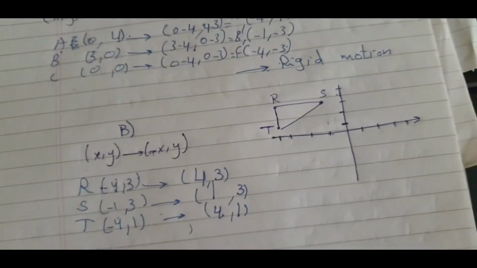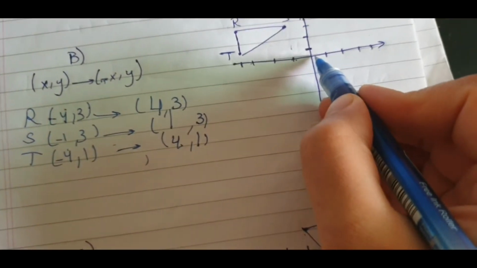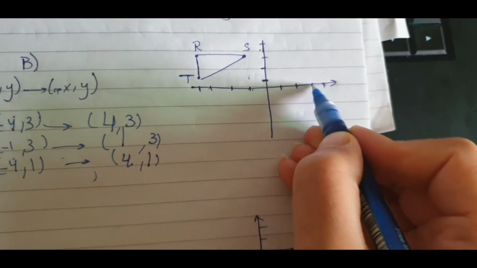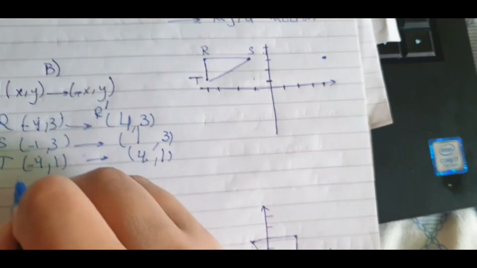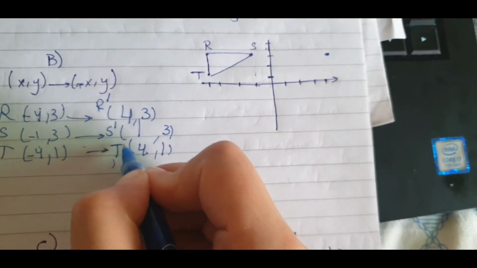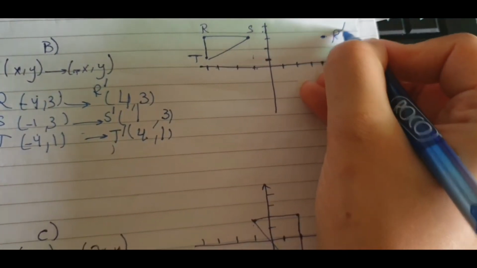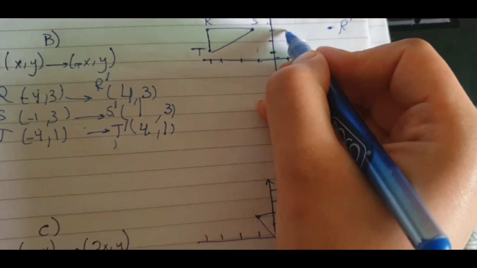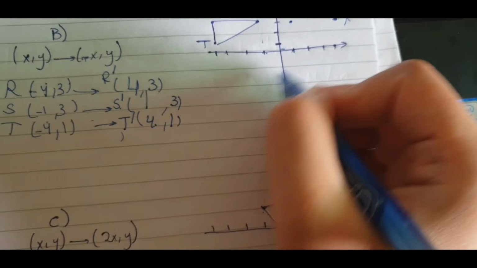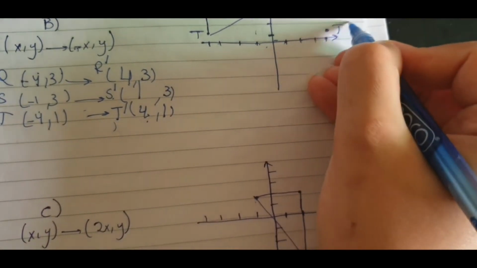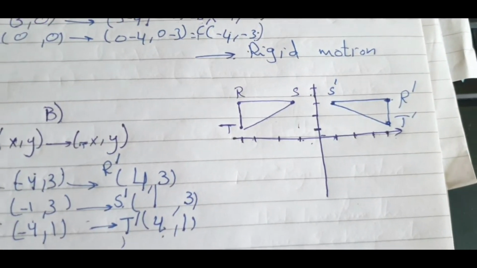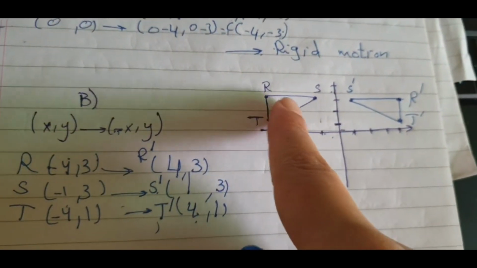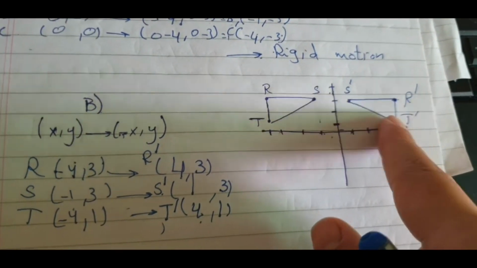And then let's put them on the figure. So I have 4 and 3. Let's count. 1, 2, 3, 4 and 3. Of course you understand that this is R prime. This is S prime and this is T prime. So this is R prime. Let's draw S prime. 1 and 3. So this is S prime. T, 4 and 1. So this is T prime. So this is my image. So this is my pre-image and this is my image.